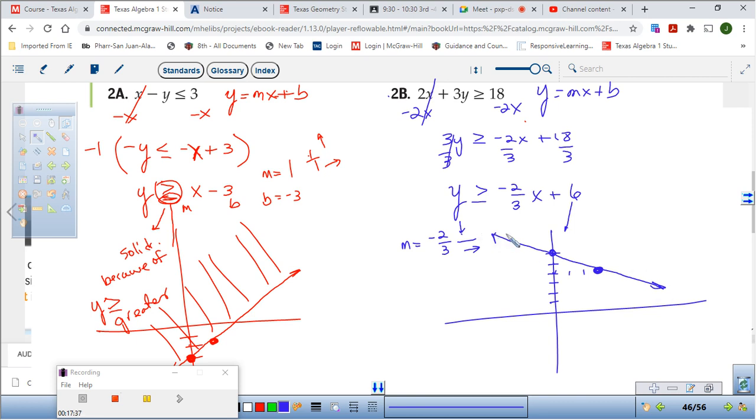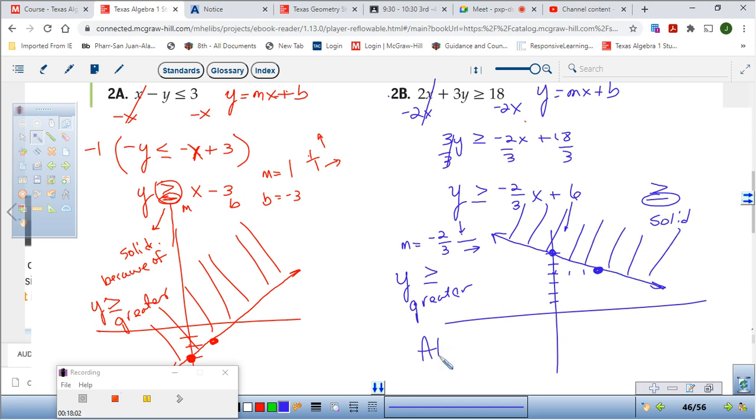Solid line because of the equal sign. Because of this part right here, guys, it's a solid line. Next thing is, you see how this says y, and the y is being eaten means greater. Where are my y values greater? On top. And there it is. You have an Alex assignment. Get busy on it.